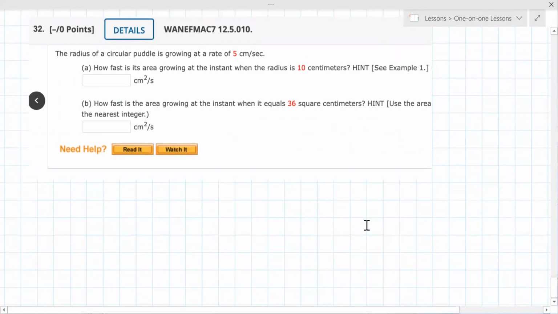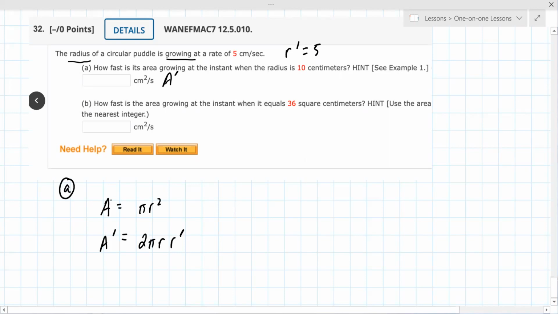The radius of a circular puddle is growing at a rate of 5 centimeters per second. That is your R prime. Your R prime equals 5. It says the radius is growing, that means it's positive. That's the number there. How fast is its area growing? That's A prime. So we need the formula for area. Area of a circle is pi r squared. A prime equals 2 pi r r prime.